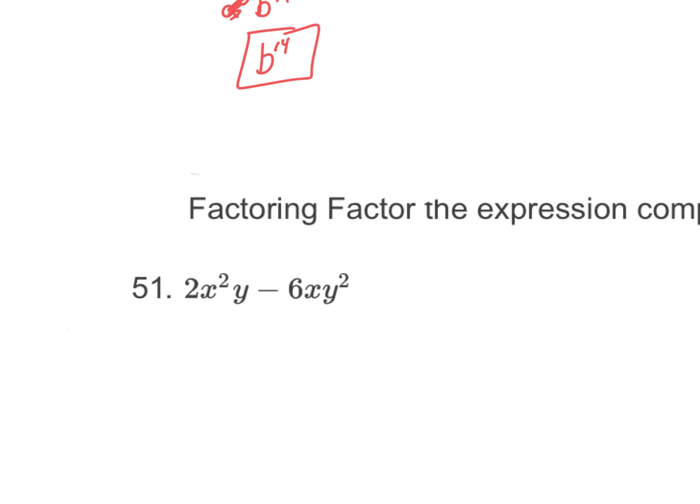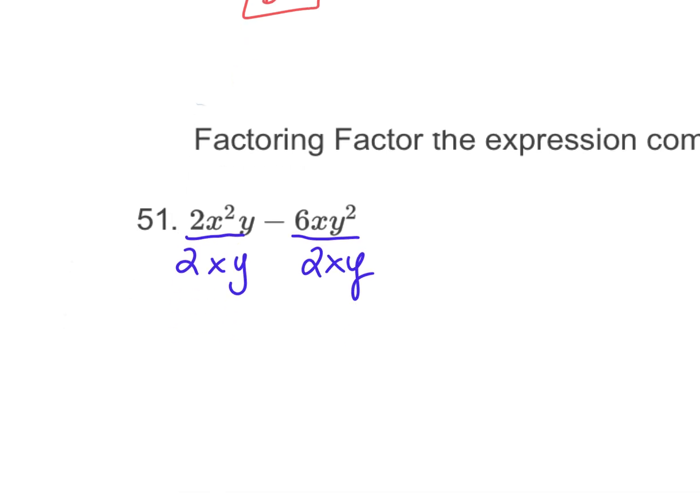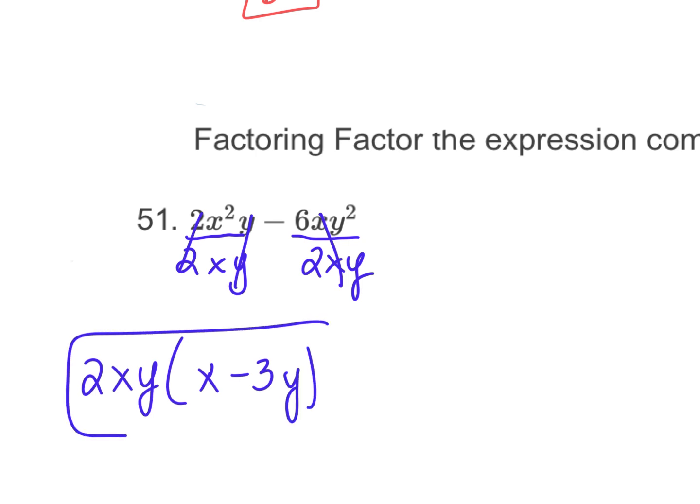So in 51, I notice this is 2 terms. What do they have in common? Well, I can take out a 2, an x, and a y from both of these. So I'm going to take out 2xy. That 2xy stays out in front here. So 2 divided by 2 is 1. X squared divided by x is just going to leave me with x. And y divided by y is 1. Minus 6 divided by 2 is 3. My x's are going to cancel. And this is going to become a y. And then that's it. That's your factored expression.